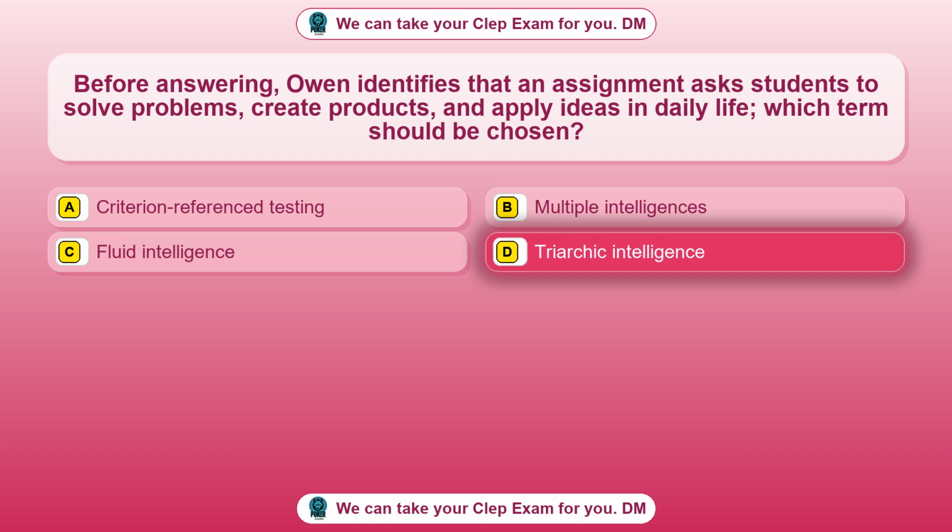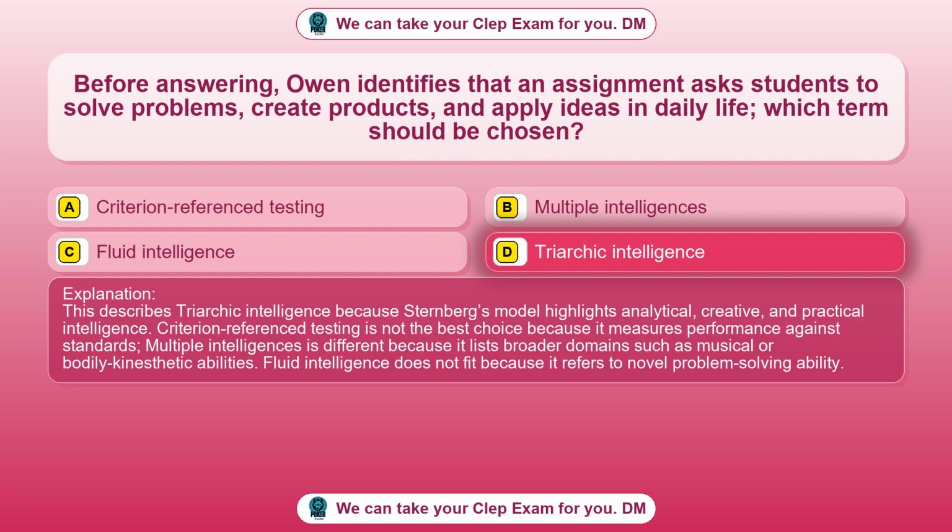Triarchic intelligence. This describes triarchic intelligence because Sternberg's model highlights analytical, creative, and practical intelligence. Criterion reference testing is not the best choice because it measures performance against standards. Multiple intelligences is different because it lists broader domains such as musical or bodily kinesthetic abilities. Fluid intelligence does not fit because it refers to novel problem-solving ability.